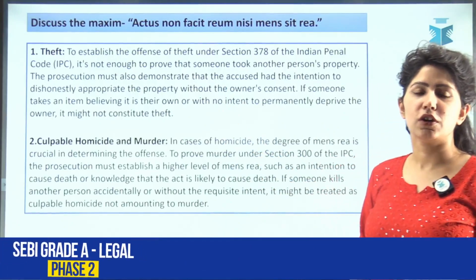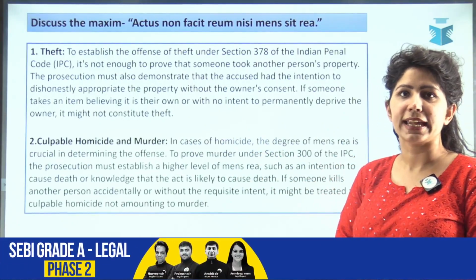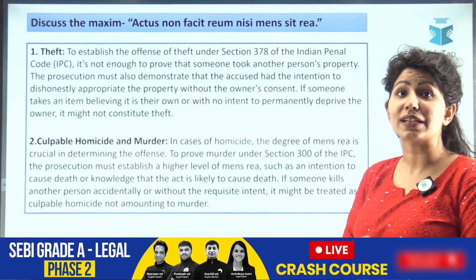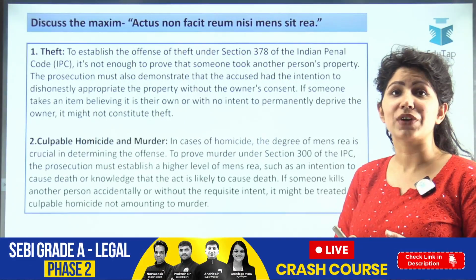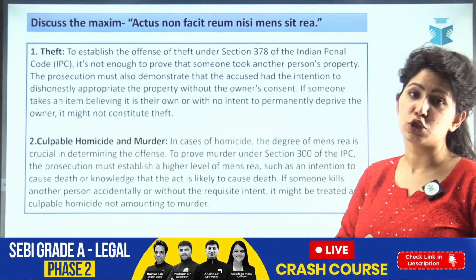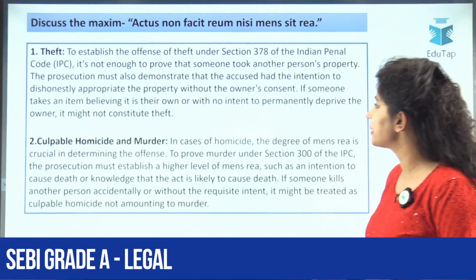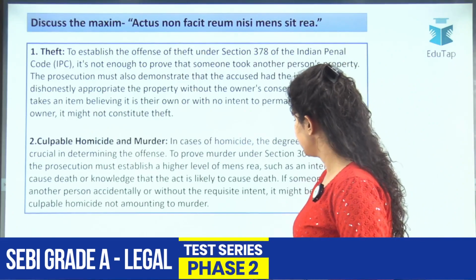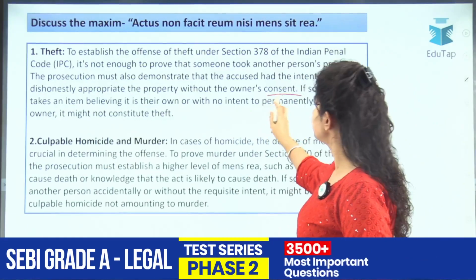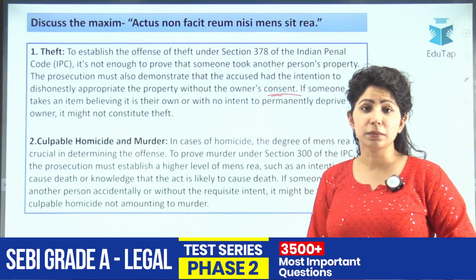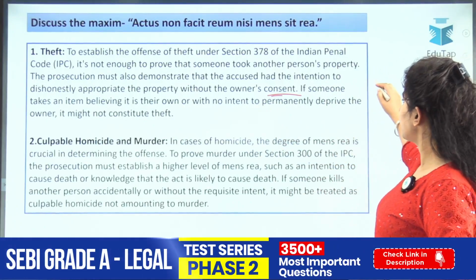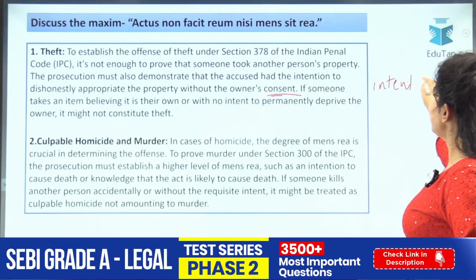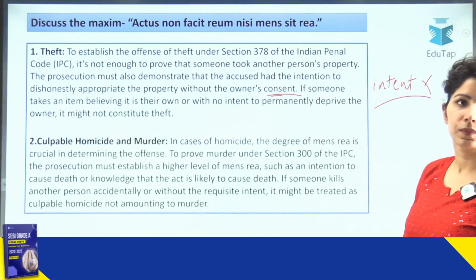To establish the offense of theft under section 378 of IPC, it's not enough to prove that someone took another person's property. The prosecution must also demonstrate that the accused had the intention to dishonestly appropriate the property without the owner's consent. If someone takes an item believing that it's his own item, then that does not amount to theft because the intent of committing theft is not there.